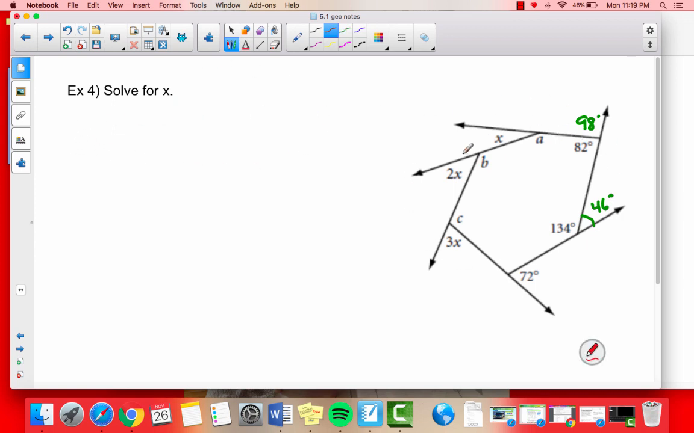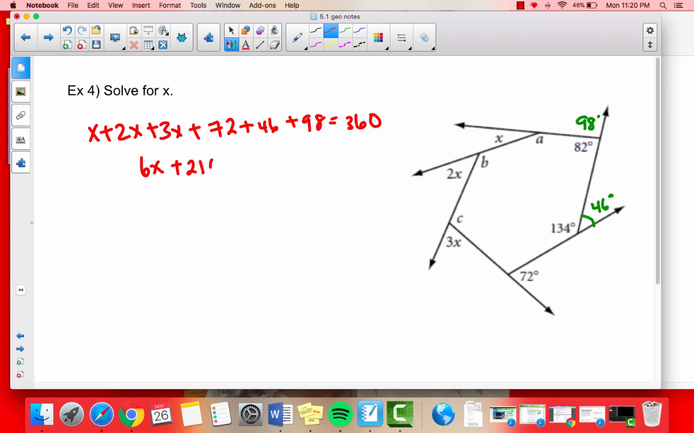And now I can go ahead and add all my exterior angles. So I'm going to have x plus 2x plus 3x plus 72 plus 46 plus 98. And all of those are going to add up to 360 every time. Combining like terms, I'm going to get 6x. When I add 72 plus 46 plus 98, we get 216 equals 360. So then I can go ahead and subtract, and I'm going to get 6x is equal to 144. And then finally divide by 6, and I get that x is equal to positive 24.